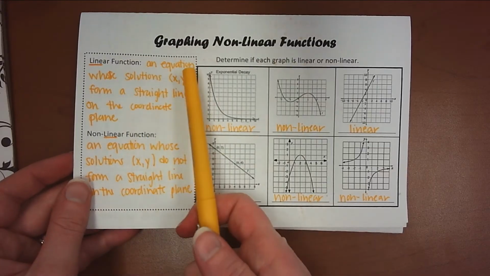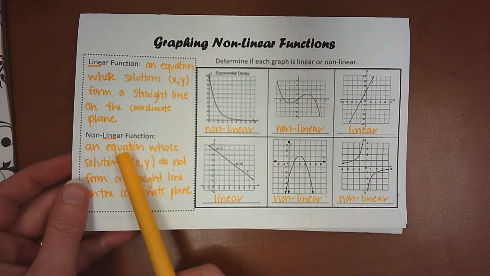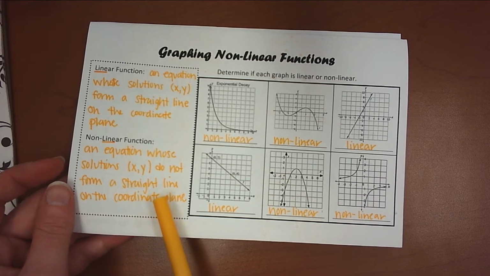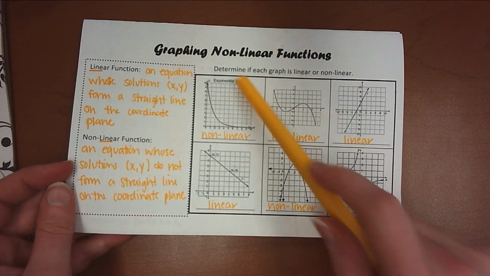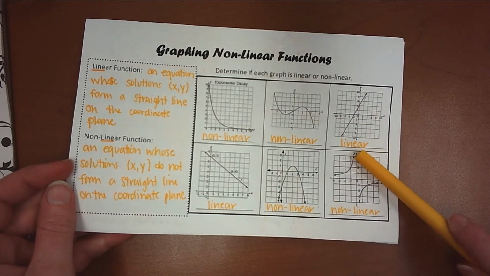A linear function was an equation whose solutions form a straight line on the coordinate plane. A nonlinear function is an equation whose solutions do not form a straight line on the coordinate plane. And it was really easy to tell when we had just graphs. We could see the curve here, which made it nonlinear. We could see the straight line here, which made this linear.